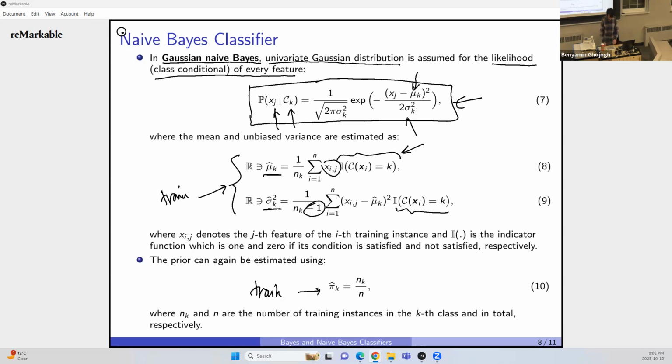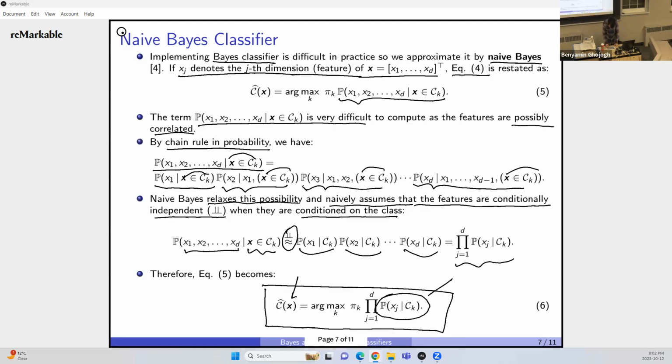Training. Then using equations 8 and 9, I know the parameters of this class conditional in equation 7. It gives me some distribution, right? I use it in equation 6, but this x_j can be a test data point.